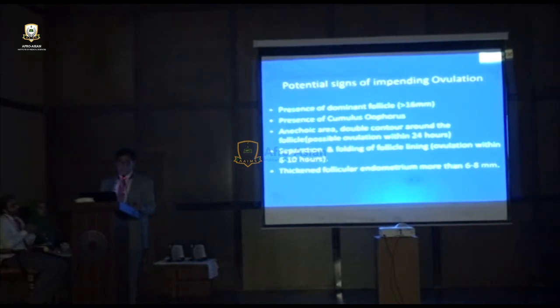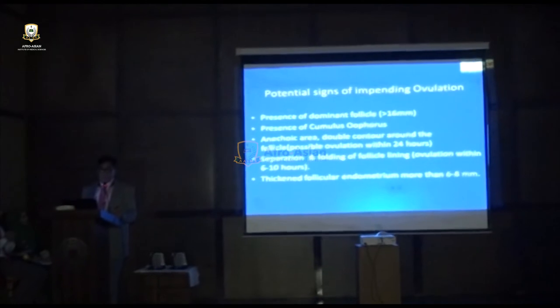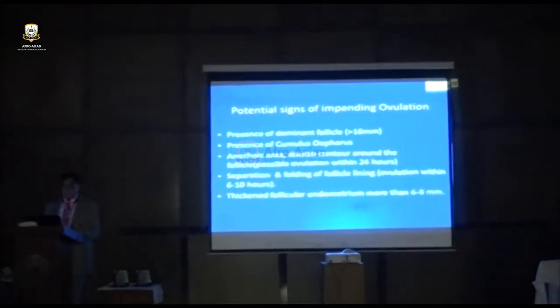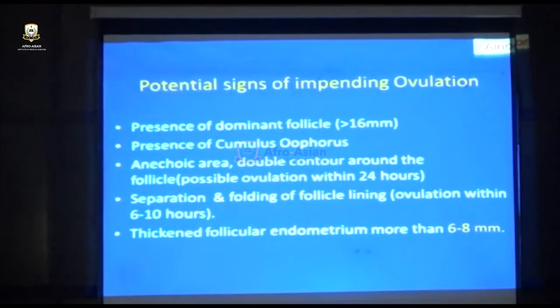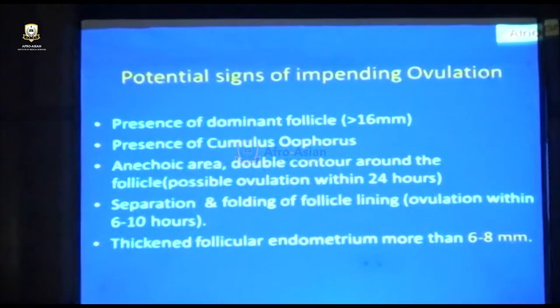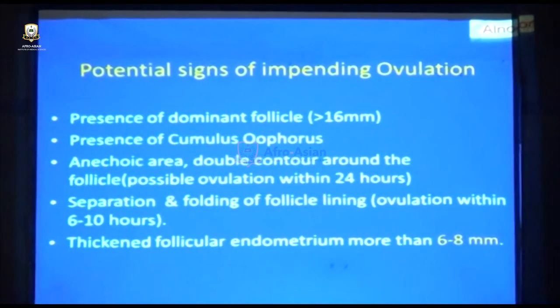Number two, diagnose two very important things. The presence of cumulus oophorus. I can show you how you can appreciate it, but these are all transvaginal findings, not transabdominal findings. And the double contour sign, where you can see the granulosa and the theca layers. If you find those two layers, that means the next 24 hours are very, very important, and after that, you can call the patient even after 12 hours.